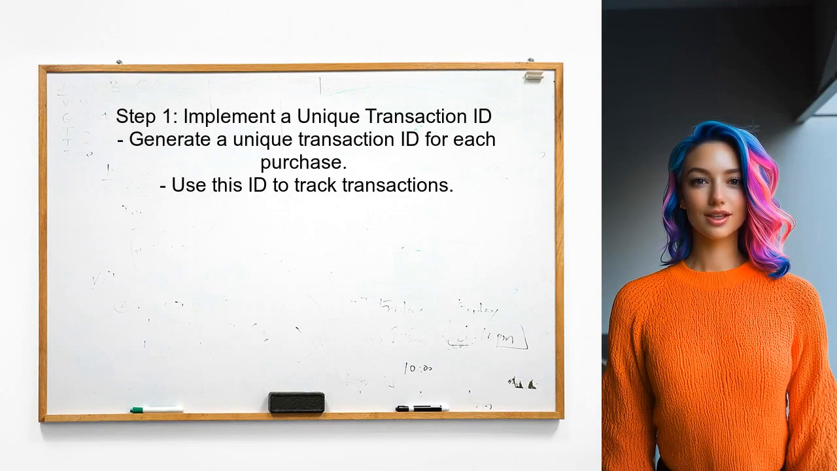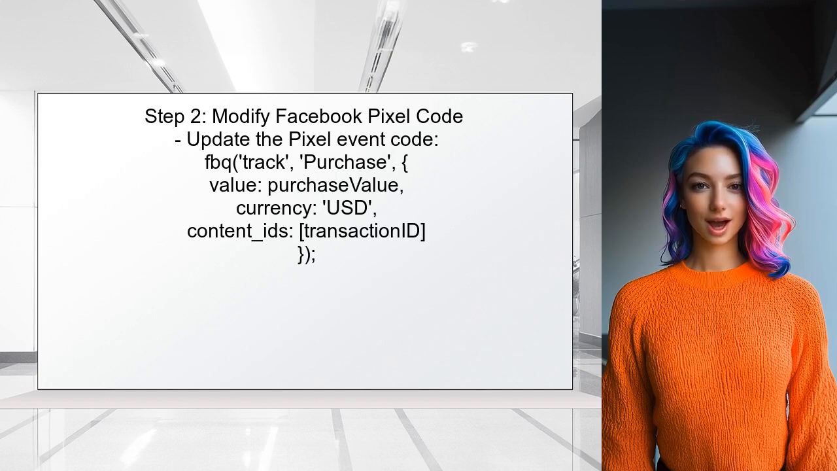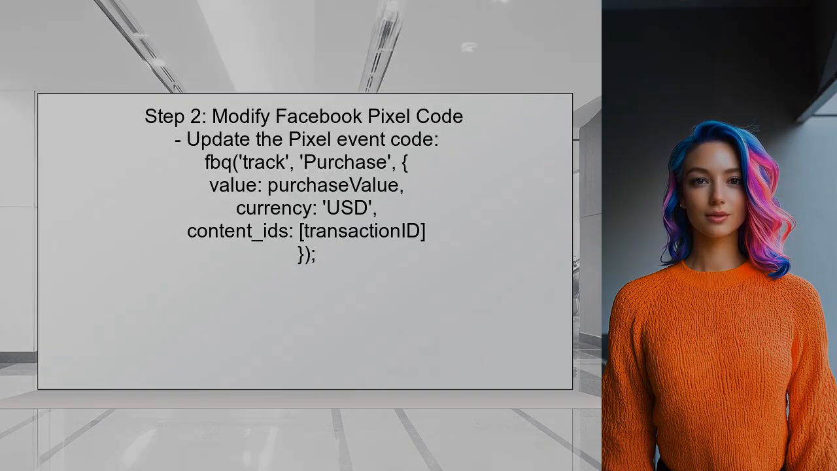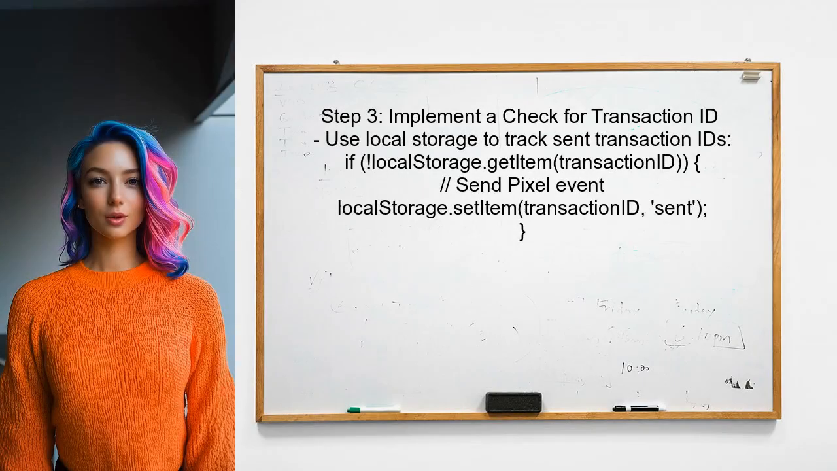To prevent Facebook Pixel from tracking the same transaction twice, the user should implement a unique transaction ID for each purchase. This ID will help Facebook identify whether the transaction has already been recorded. Next, the user should modify the Facebook Pixel code on the purchase confirmation page. They need to include the transaction ID in the Pixel event call to ensure it is sent only once. Additionally, the user can implement a check to see if the transaction ID has already been sent to Facebook. This can be done using local storage or session storage in the user's browser.